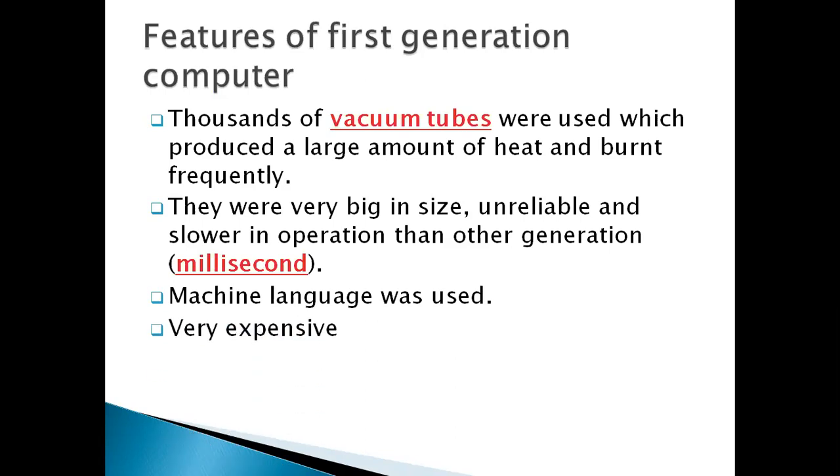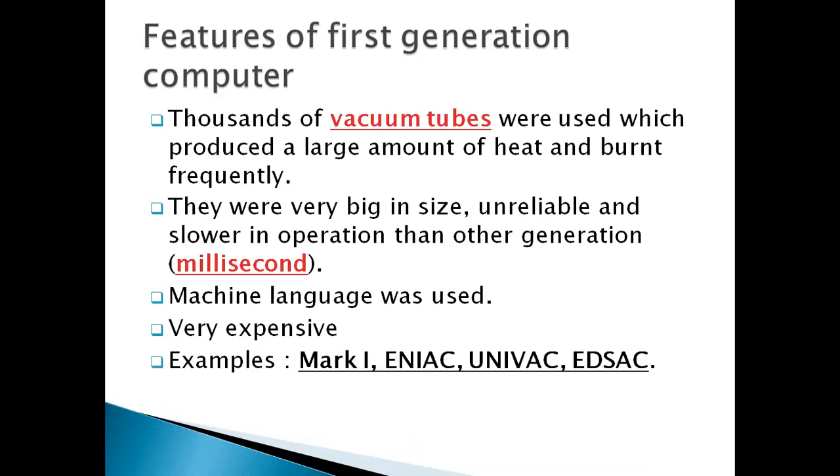It was a very expensive computer. It was the first result of research, so it was very expensive. Some examples of first generation computers are Mark I, ENIAC, UNIVAC, and EDSAC. And about these devices, we have learned in chapter 2, History of Computer. So if you want to see the videos, you can see in chapter 2.